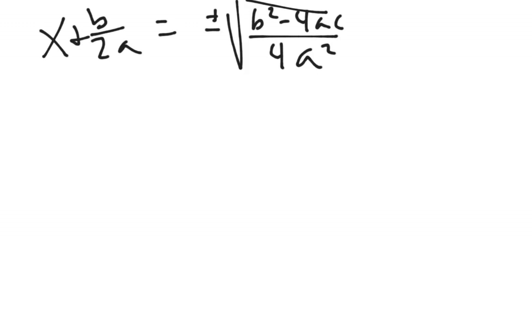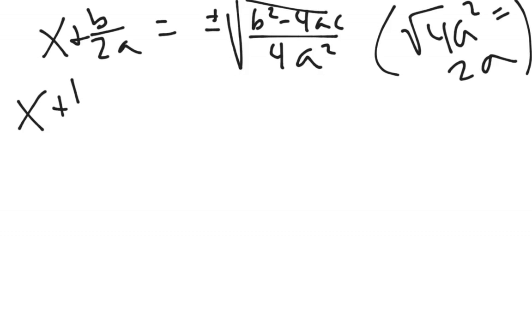Now that I have this, I remember that taking the square root of a fraction is the same as taking the square root of the top and the square root of the bottom. So I'm going to distribute that square root. I also know that the square root of 4a squared is 2a. So I'm just going to write that on the side. Square root of 4a squared equals 2a.